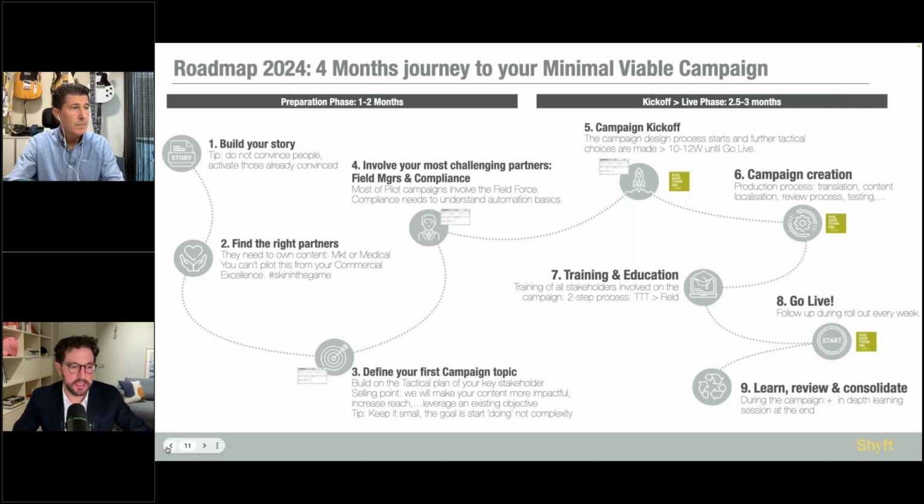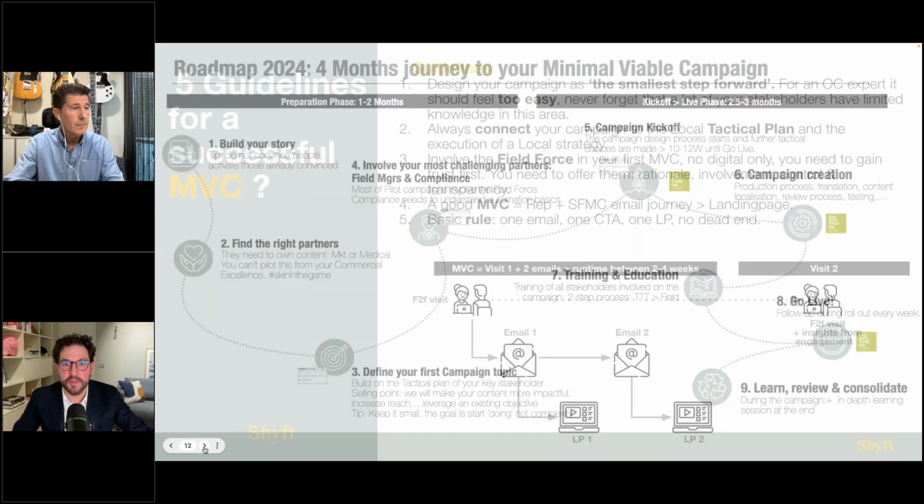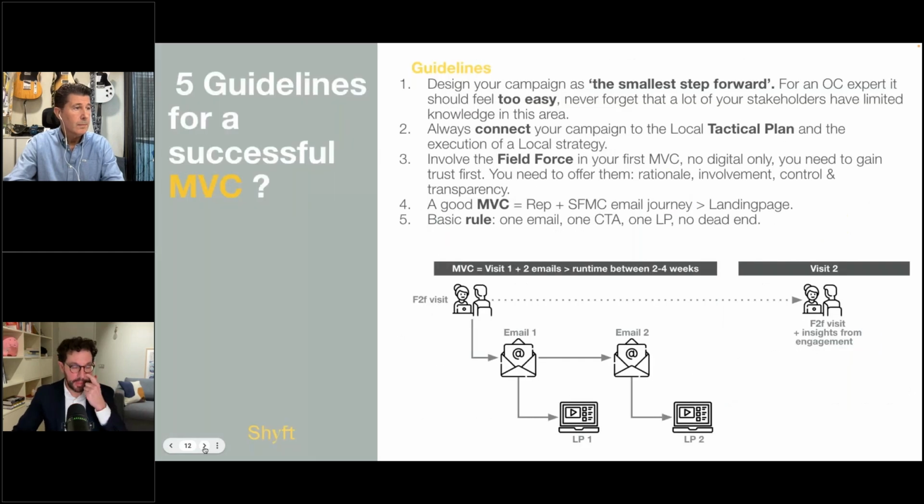I'm just flipping to the next slide. We're going to 12. There we go. Now, when we talk about a minimal viable campaign, I already said you need to keep that complexity out of that first campaign. So I put together 5 guidelines that I always work with.